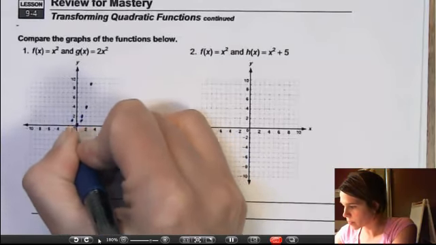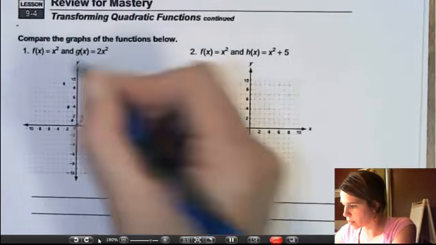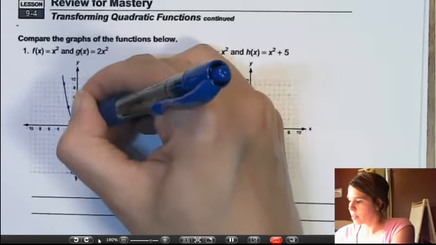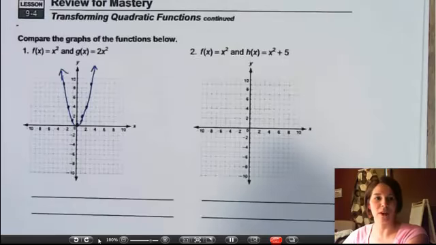Sorry, 1, 1. 2, 4. Messed that up, guys. Negative 3, 9. And I can sketch that in. You guys will get really good at drawing parabolas.